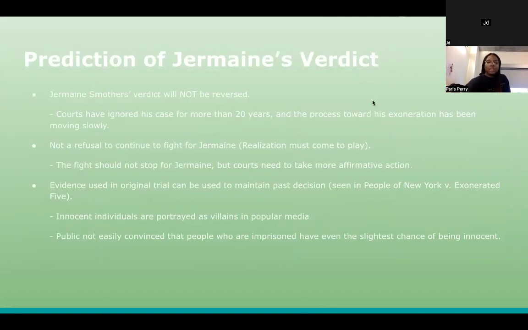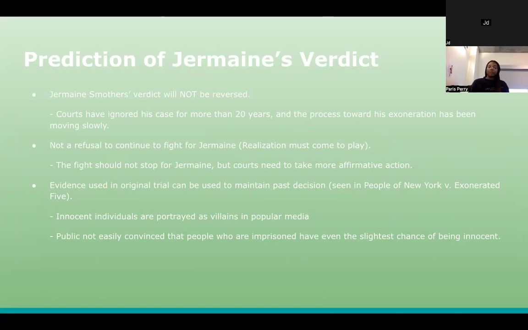So, prediction of Jermaine's verdict. When I say this, it's going to sound extremely harsh, but I do not think that Jermaine will be released, and I don't think his verdict will be reversed. I want to say this because the courts have ignored his petition for an exoneration trial for over 20 years, and his time in prison is almost coming to an end.